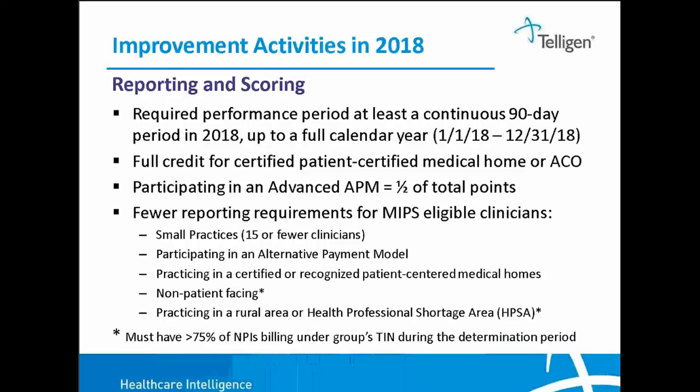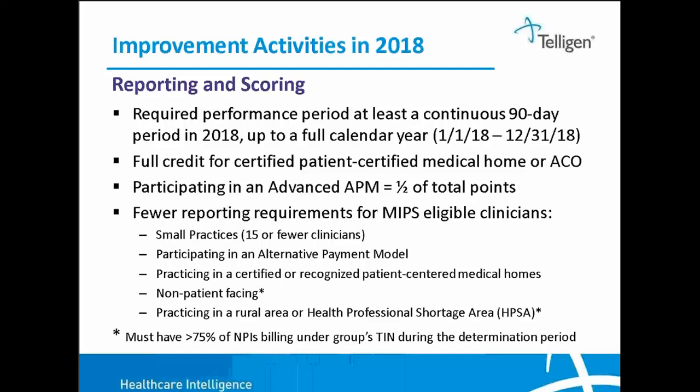Now, those who are a certified patient-centered medical home or ACO will receive full credit. Starting in 2018, 50% of practice sites within the multi-practice TIN need to be certified or recognized as a patient-centered medical home to earn full credit for the improvement activities in 2018. MIPS-eligible clinicians or groups are required to attest to being certified or recognized as a patient-centered medical home to earn this credit. If you are participating in the advanced APM, you will receive half of those total points.